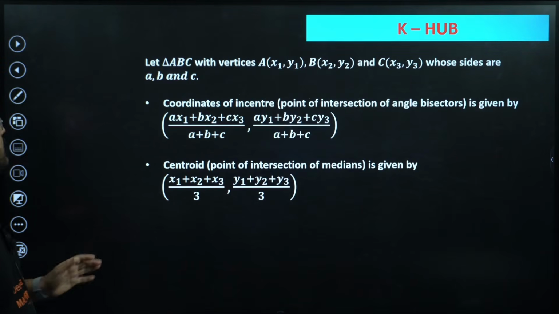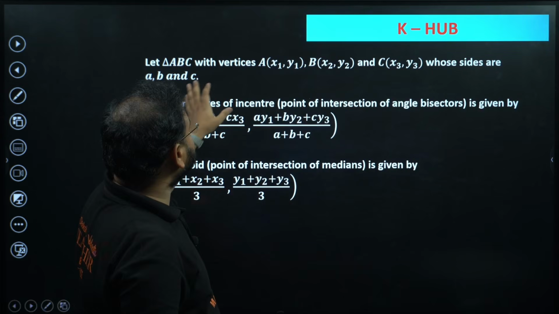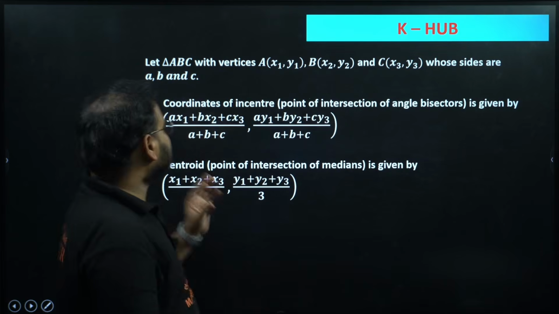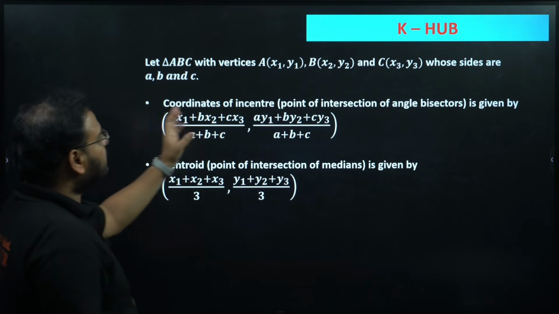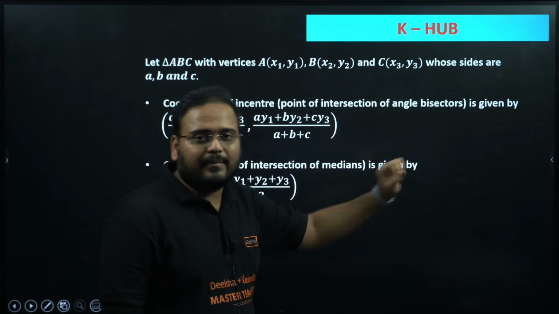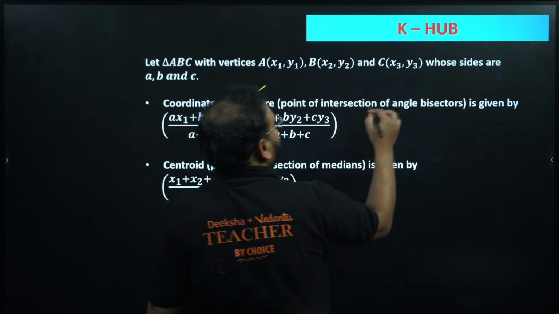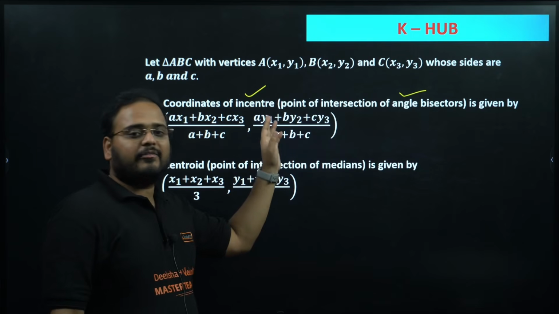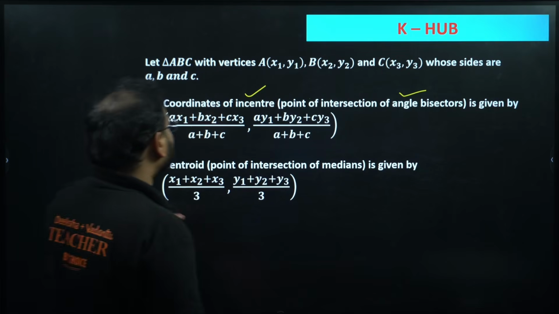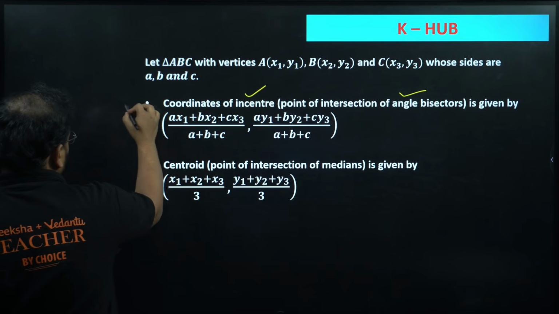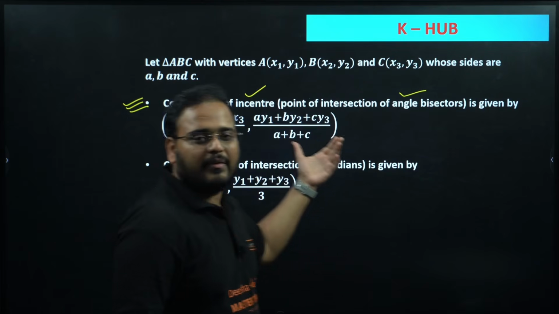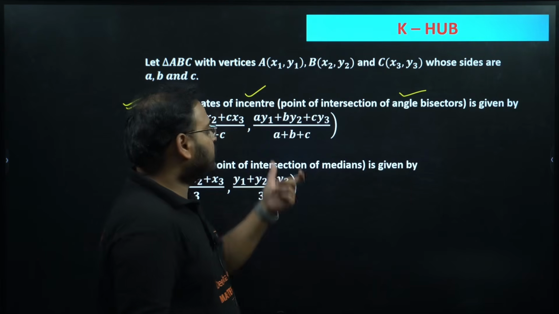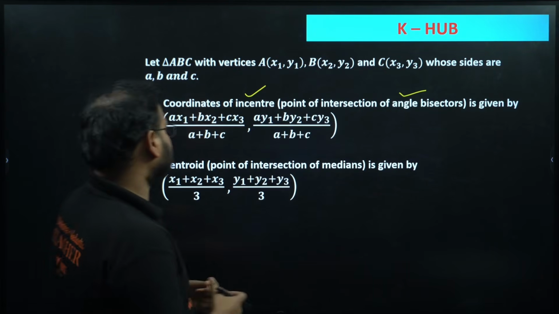Okay, next. Let triangle ABC have vertices x1 y1, x2 y2 and x3 y3, whose sides are again a, b, c. Then the coordinates of the incenter, the point of intersection of angle bisectors, are given by ax1 plus bx2 plus cx3 upon a plus b plus c, and ay1 plus by2 plus cy3 divided by a plus b plus c. Again, this is very rarely used. You won't find a lot of PYQs on this, but it is a straightforward formula and there's no harm in remembering it. So rarely used, but still, please keep this in mind.